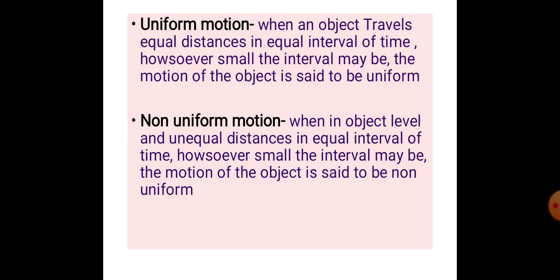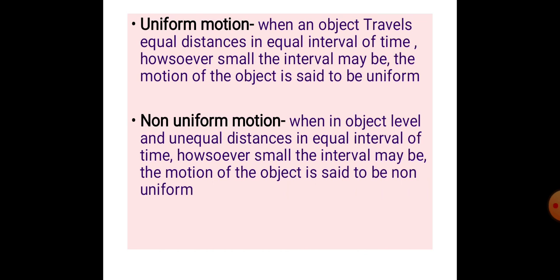Let us now understand the meaning of the words howsoever small the time interval may be used in this definition. In this example, the car travels a distance of 60 km in each hour. In the strict sense, the car should travel 30 km in each half hour, 15 km in every 15 minutes, 10 km in every 10 minutes, 5 km in every 5 minutes, and 1 km in every 1 minute. Only then can the motion of the car be said to be uniform.